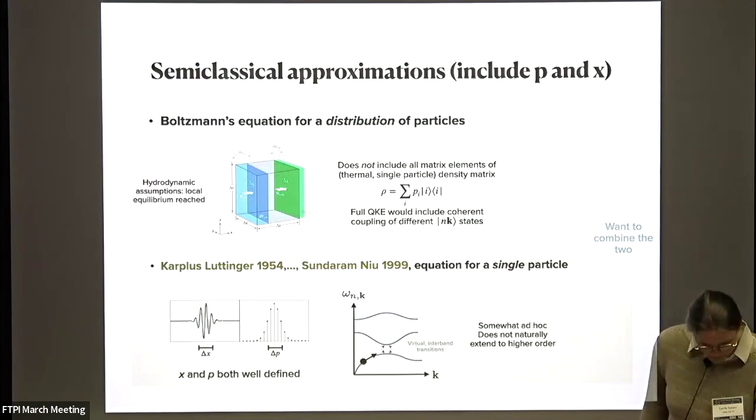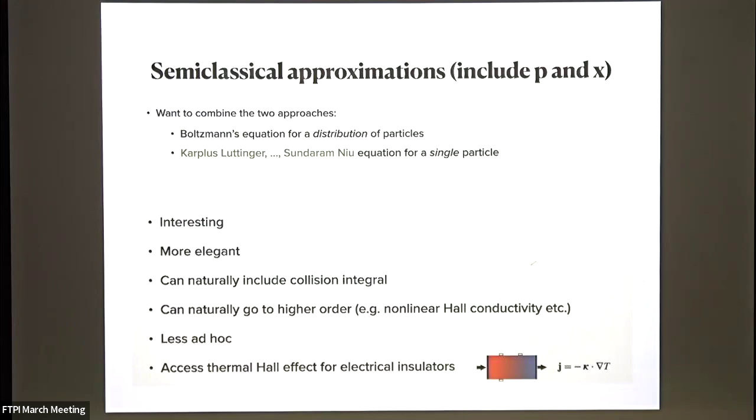So why would we want to combine the two approaches? Well, first of all, just as a theoretical exercise, it's interesting. It's more elegant to be able to understand everything in one shot. It's not so clear, for example, if you take the Niu formulas, how you might include collision integrals or some other interactions, which we will be able to do. You can also go to higher order and in fact obtain, for example, nonlinear conductivity terms. It's less ad hoc, as there will be an explicit and systematic derivation of how to obtain the equations. And as I alluded to, you can actually access the thermal Hall effect for electrical insulators in a semi-classical way.